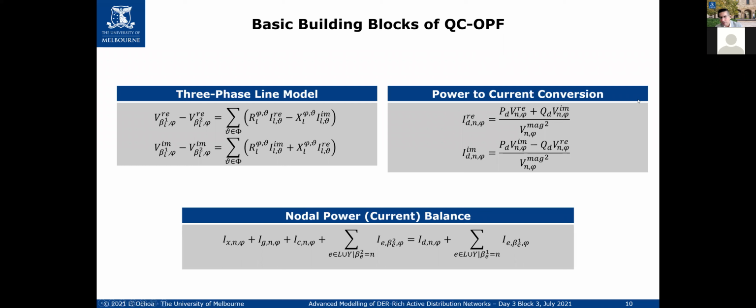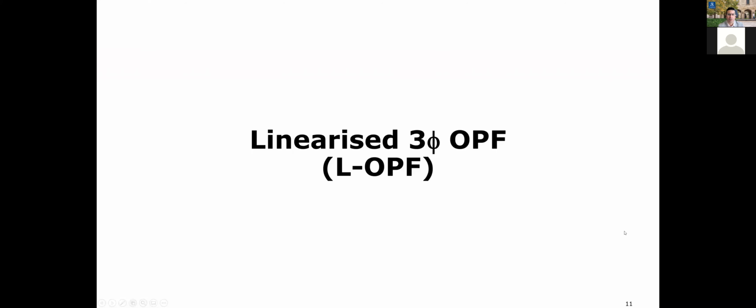For the power to current conversion, what we use is the voltage. This is the quadratic part, using the magnitude of the voltages. For the P and Q, they multiply by the real and imaginary parts as well. And then for the nodal current, the nodal power if you want, but these are currents, it is the balance of what is happening with the generation. X is just used for the slack bus, mostly. The loads, etc., are equal to the demand and the local currents that you might have for the resources as well. So these are the basic building blocks of the quadratic constraint OPF.